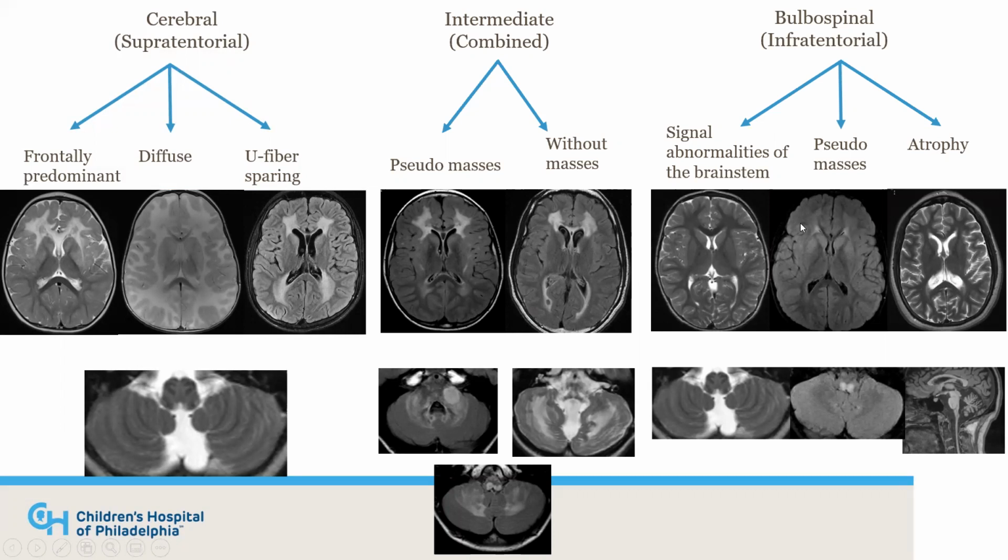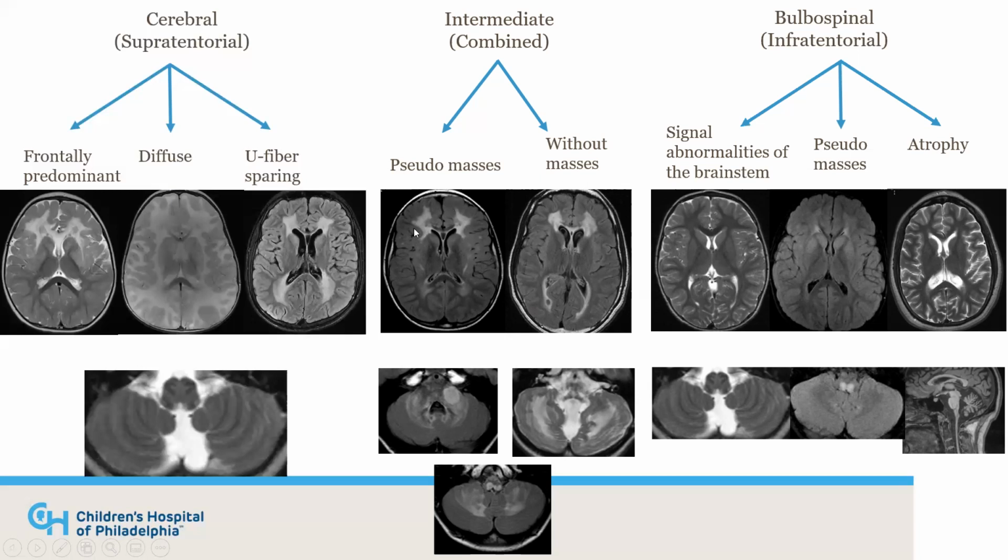You'll see there's some signal change in this middle image and basal ganglia involvement here. Really not much in the way here, but these are the various infratentorial MRIs that you will see in bulbospinal. Again, you can see symmetric white matter changes in the medulla, these dorsal medullary lesions on this FLAIR image, or very noticeable medullary atrophy. And the intermediate form of Alexander disease actually combines features of both the cerebral and bulbospinal.